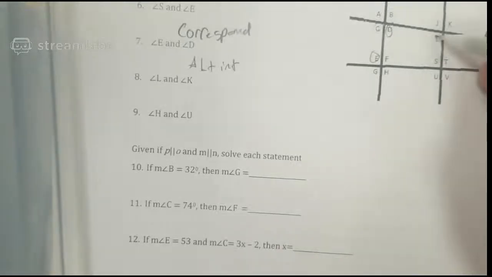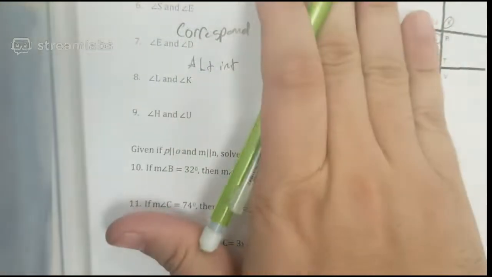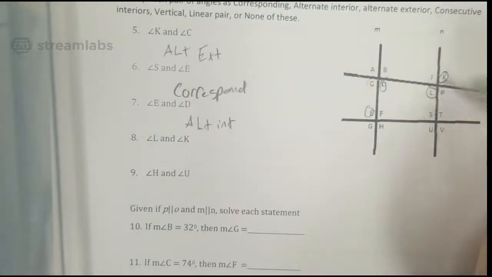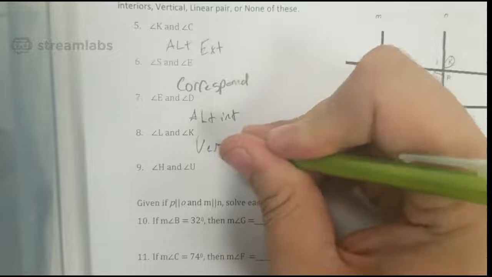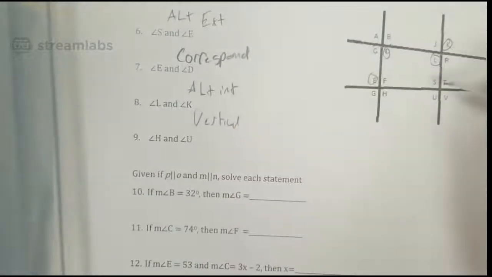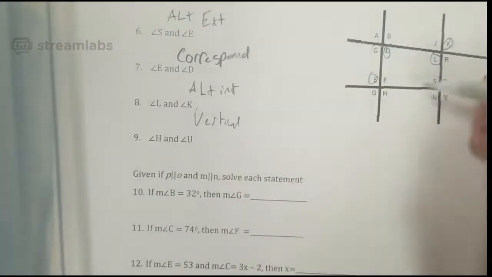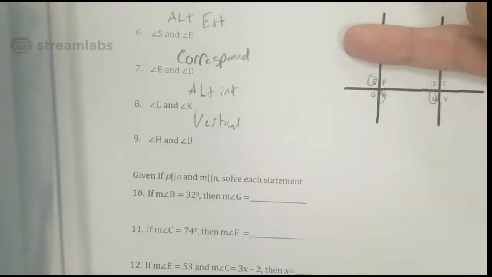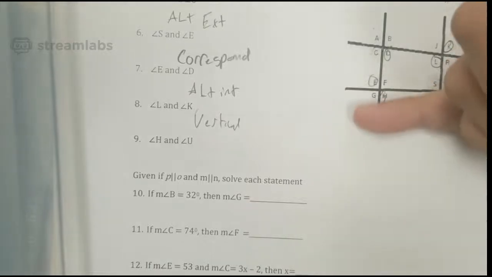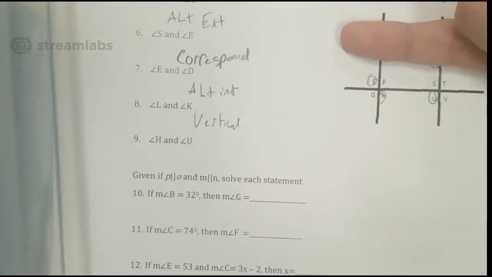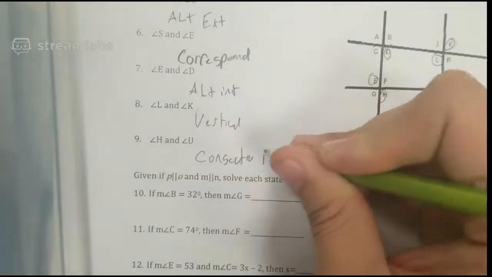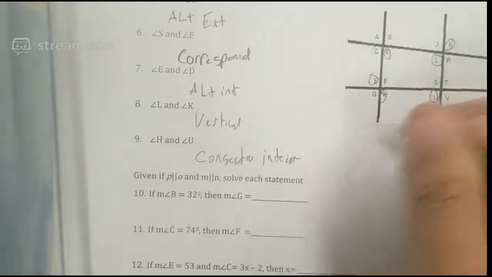L and K. Here, they're on the same crisscross, so they're just connected to each other. So that's vertical angles. And H and U. Let me just circle that. It's on the same side of the transversal, the bottom side, and they're both between, so that's consecutive interior. All right.